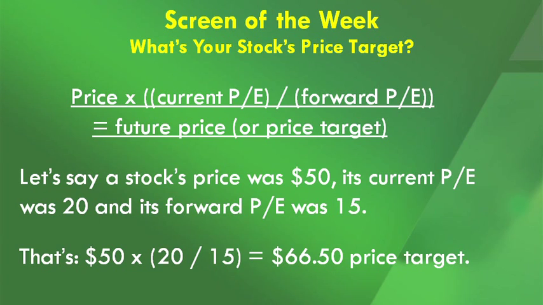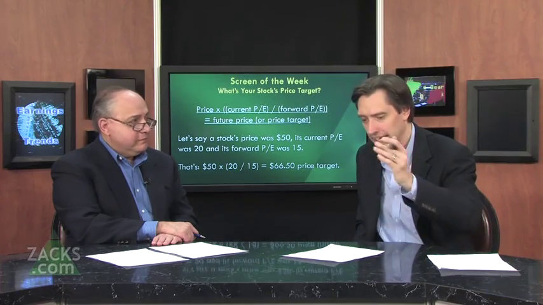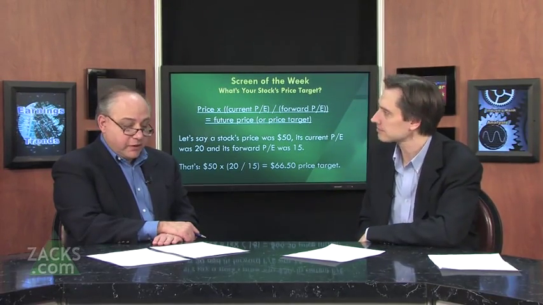So check this out. Let's say that a stock's price was $50, its current PE was 20, and its forward PE was 15. That's 50 times 20 divided by 15, which equals a $66.50 price target. Another way of saying that is 15 goes into 20 1.33 times, so 50 times 1.33 equals $66.50. I'll take your word for it.